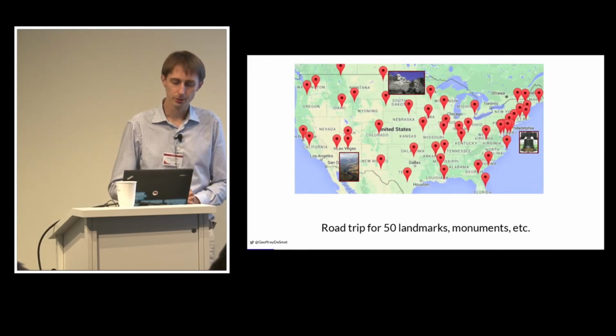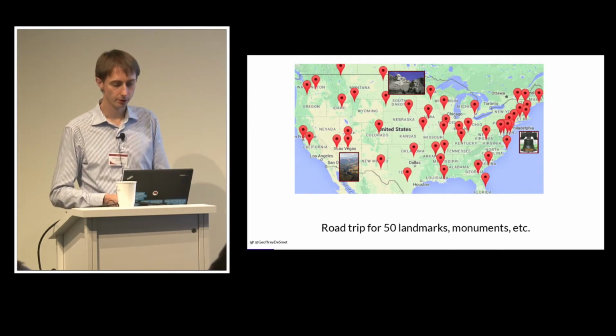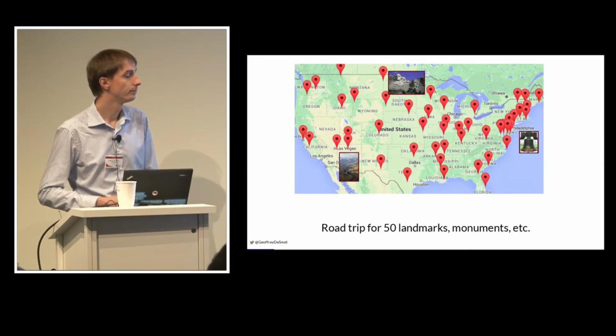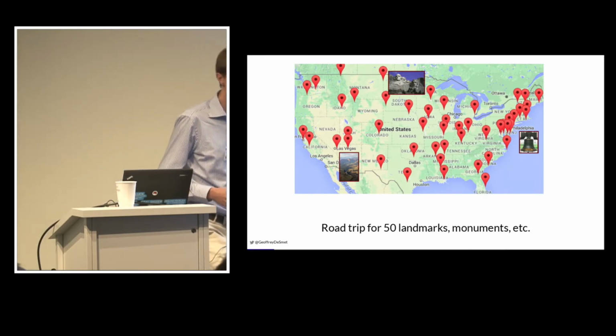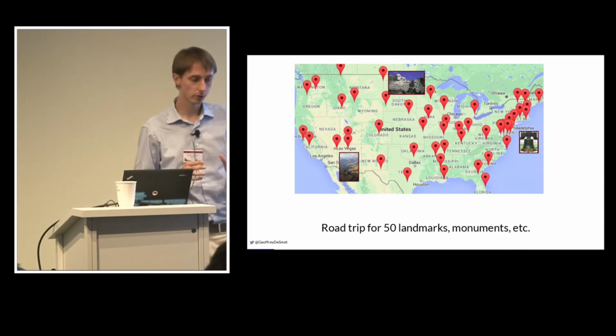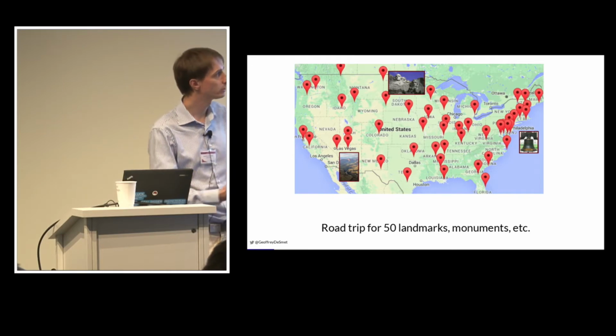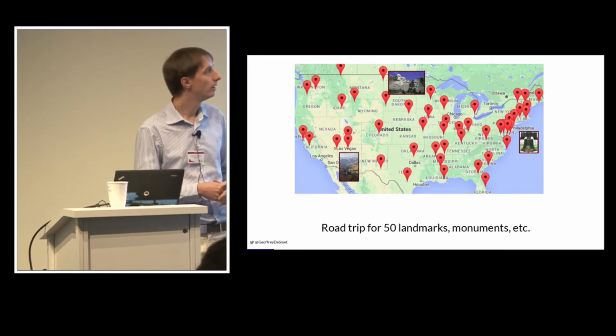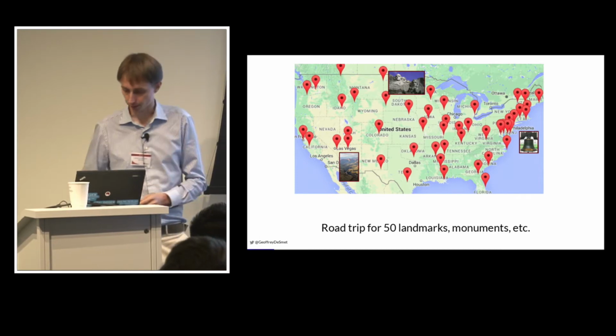So let me show you what the problem was. There is a road trip for 50 landmarks, monuments, and so forth. And the idea is you want to visit, for example, Mount Rushmore, and you want to visit Liberty Bell, and you want to visit the Grand Canyon. And the idea is to find the shortest route, or actually the quickest route, to visit all of these locations.